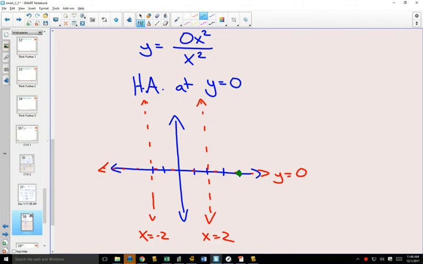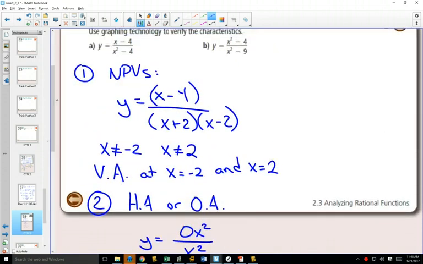How did I figure out 4? I looked at my factored version because you find an x-intercept by plugging in 0 for y. So instead of having y here, I'd have 0. And the only place a fraction is equal to 0 is if your numerator is 0.